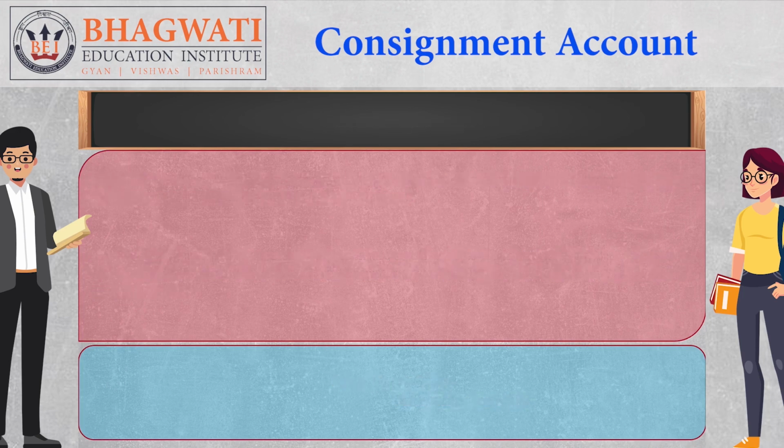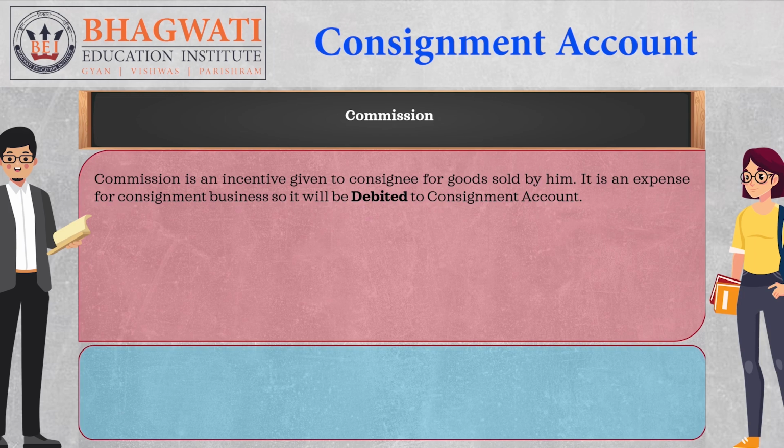Next one, commission. Now, what is commission? Commission is nothing but an incentive given by the consignor to the consignee for services rendered by him. Commission is one of the expenses of the consignor, or you can say of the consignment business. So therefore, it should be debited to the consignment account.